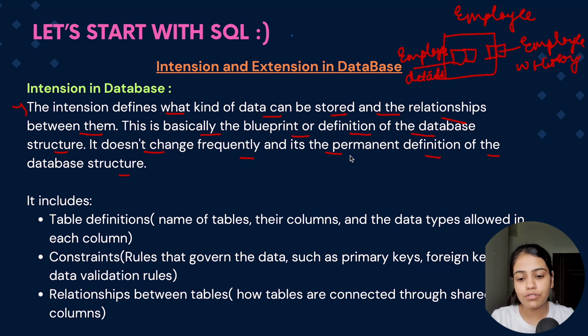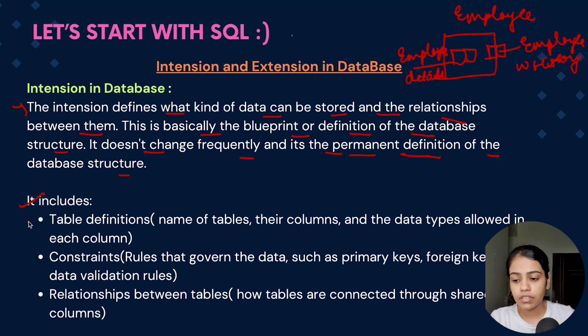So that is why it is called a permanent definition, because the changes are not very frequent. Yeah, maybe there could be a possibility of adding one or two new attributes or columns, but that doesn't occur very frequently. It's very rare. So that is why it is called the permanent definition of the database structure.